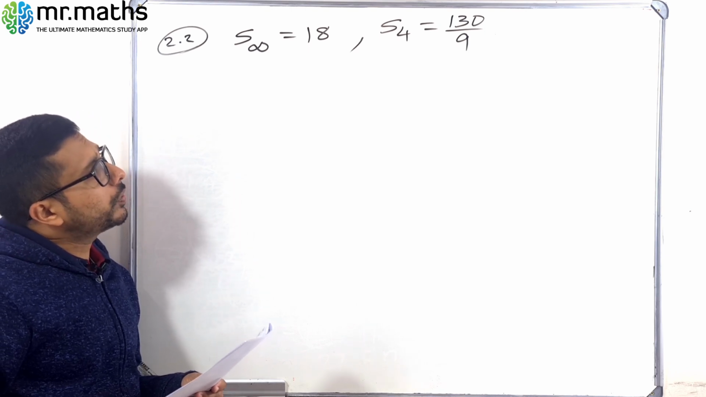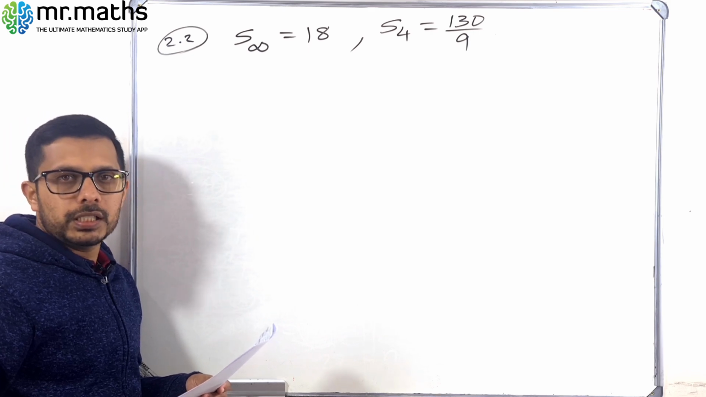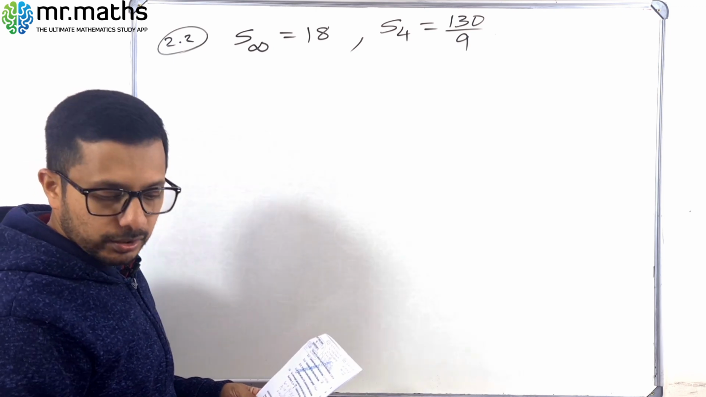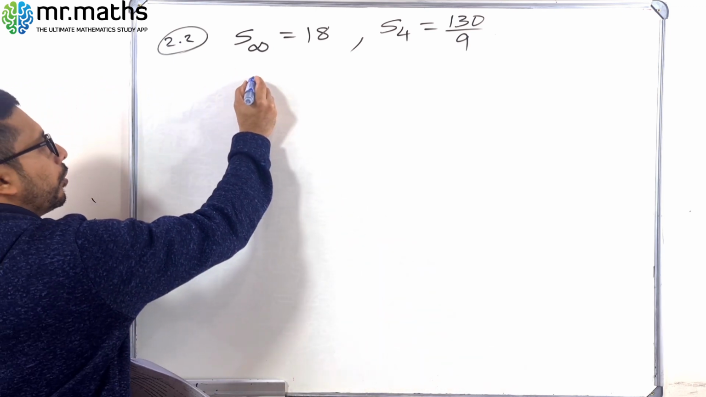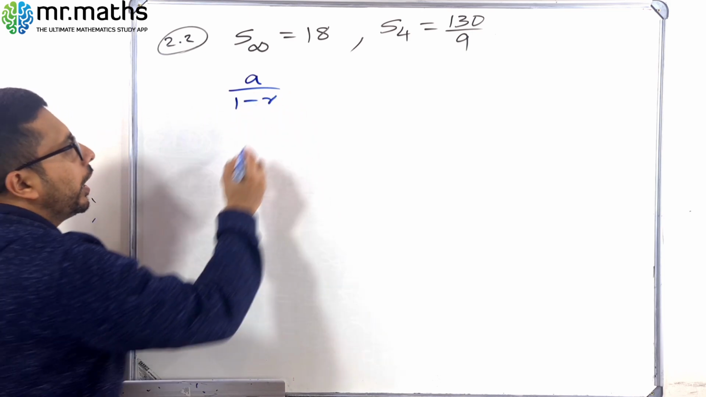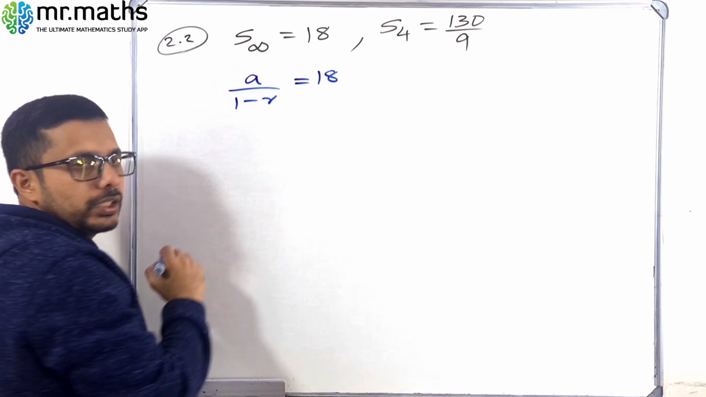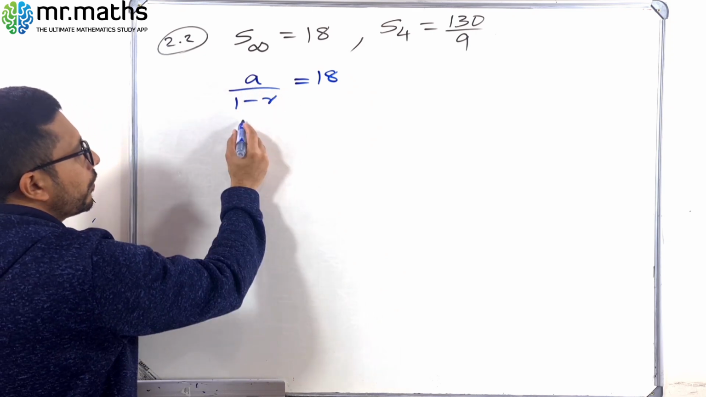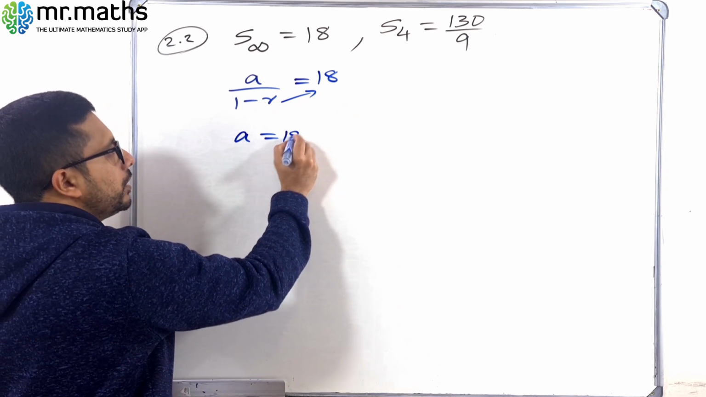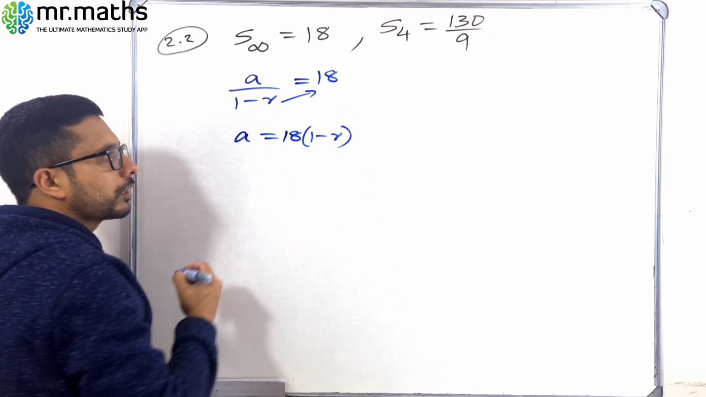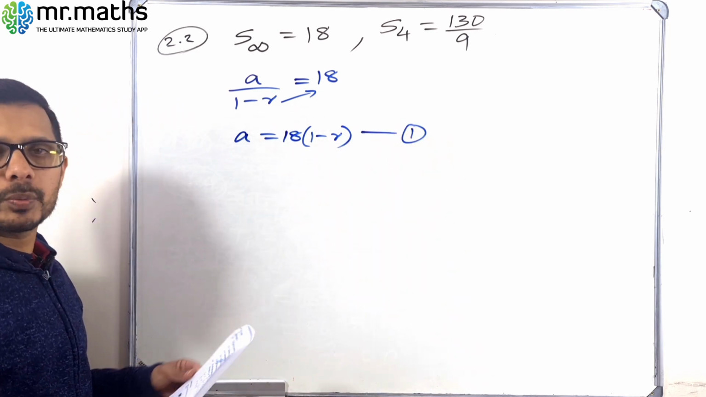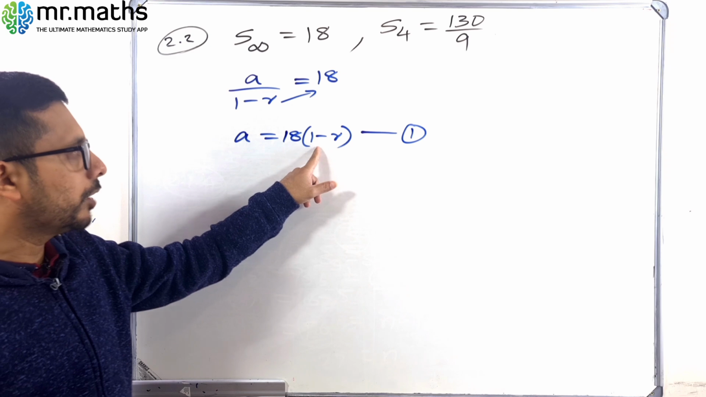So how can you find this one? This is a geometric series, sum to infinity. What is the formula to find the sum to infinity? I hope you know the formula, A divided by 1 minus R. Am I right? And that is given as 18. So from here what is A? We have to cross multiply this one. So it is 18 times 1 minus R. Let me call that equation number 1. So I got an expression for A, that is 18 times 1 minus R.